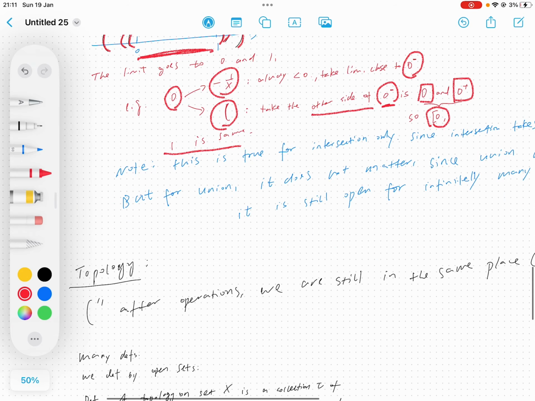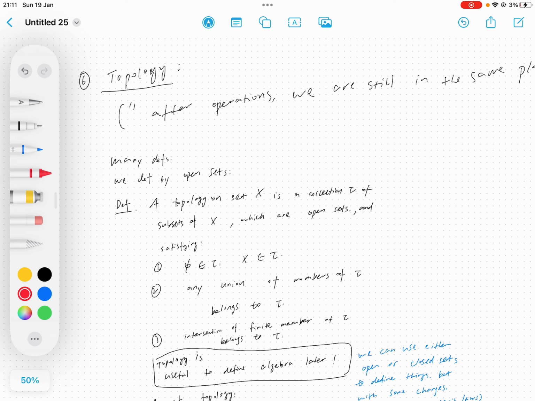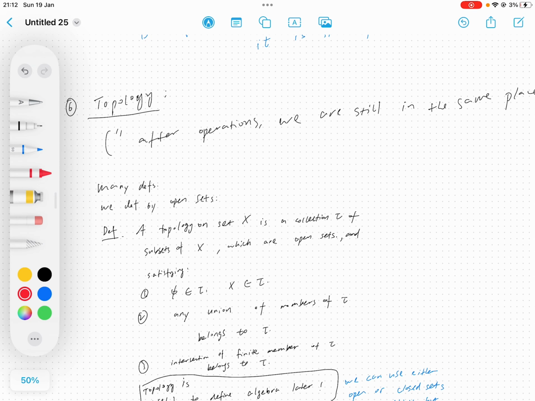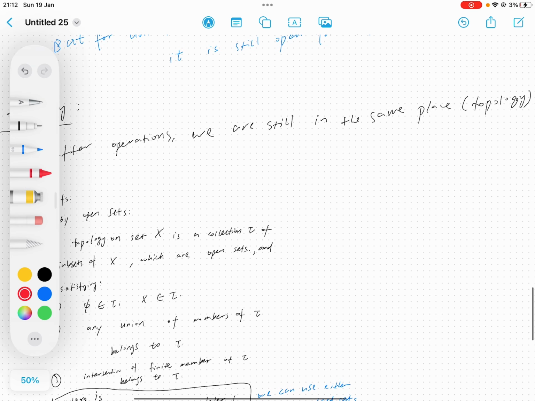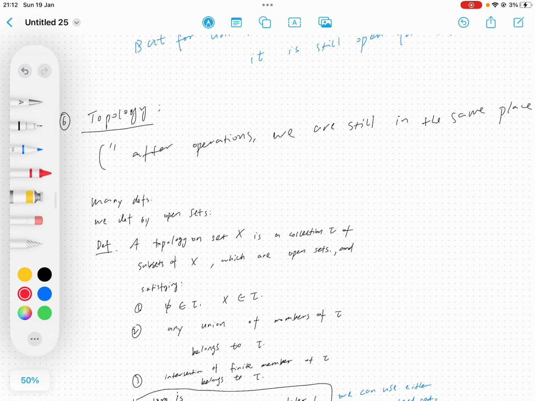All right, so the last thing we're gonna talk about today will be called topology. Okay, and that's also very useful later for us to define some further concepts. So topology, intuitively, means that after some certain operations, we're gonna still be in the same place where we started from, or still in the same topology. Okay, so that's the idea of this topology. So it doesn't matter whether we take those certain operations or not, we're still in the same place.